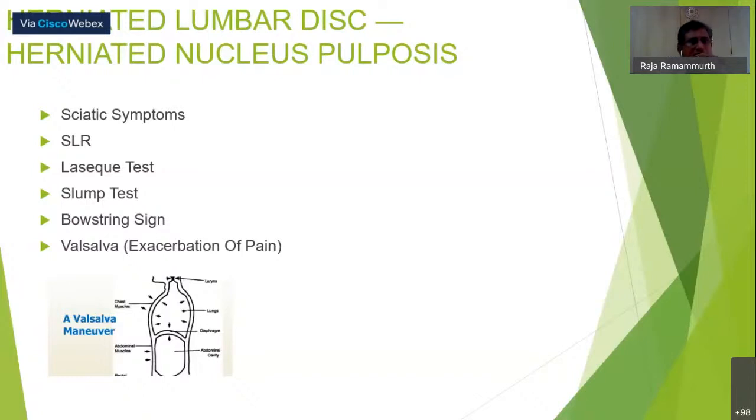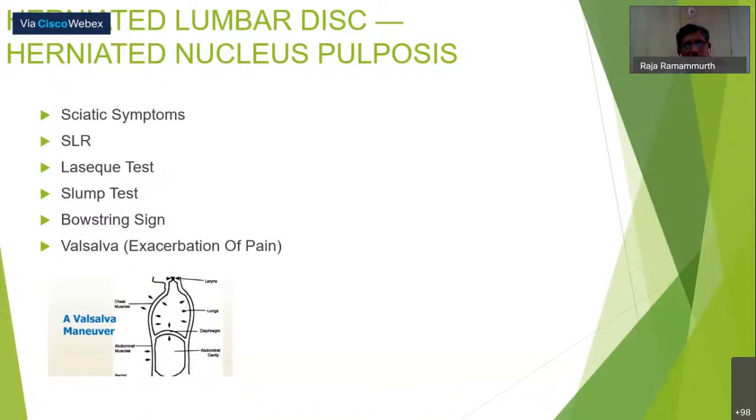Whenever there is a herniated disc, there are chances of sciatic symptoms. As we are all familiar with sciatic symptoms and sciatic pain, the patient will complain of pain starting from the gluteal fold or gluteal region, and it may extend to the toes, or to the calf region, the thigh region, or the knee region.